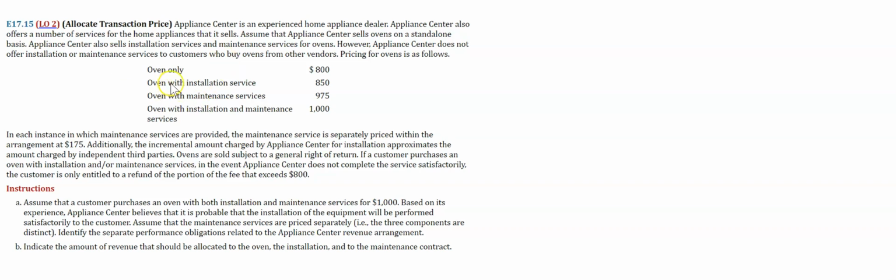Now, these are the pricing options. If you buy the oven only, you have to pay $800. If you want the installation, it's $850. That means $50 extra for the installation. If you want the oven and maintenance, then $975. That means $175 extra for the maintenance. Now, if you do all three, that means oven, installation and maintenance, then the price together will be $1,000. So it looks like if you get all three, you can save as a customer.